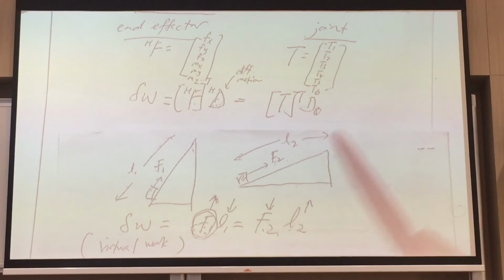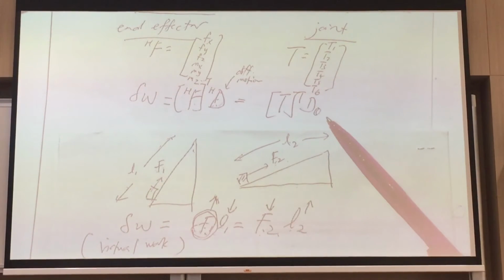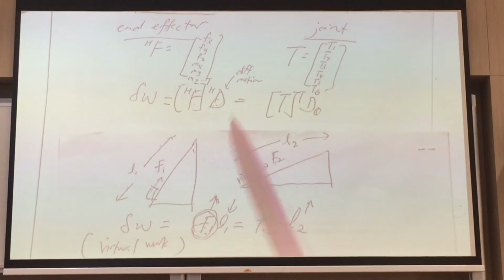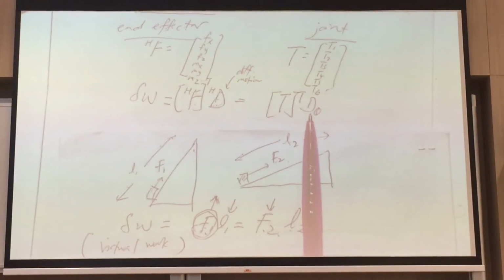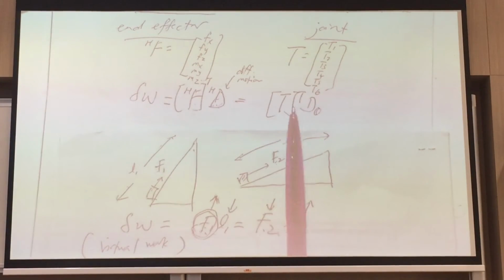So basically, we just apply the concept of virtual work on the robot joint and the robot end effector. That's how we come up with this equation. And this equation is what is being shown in your lecture slides.